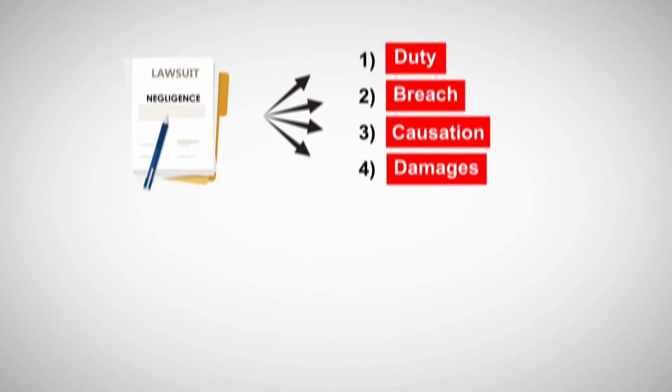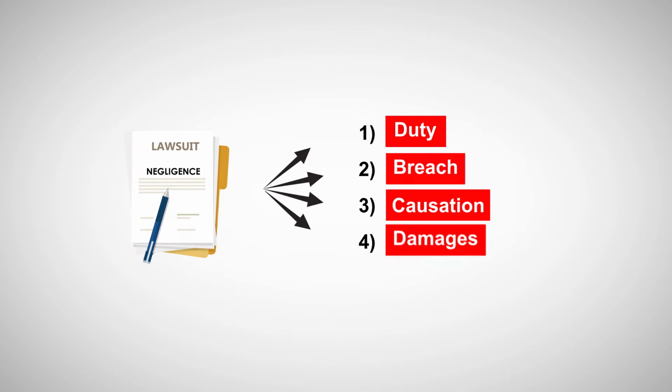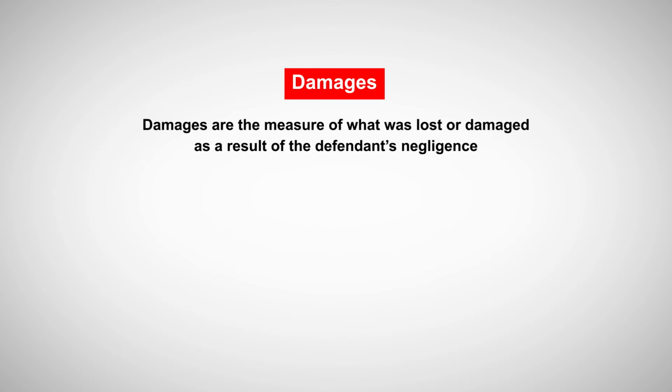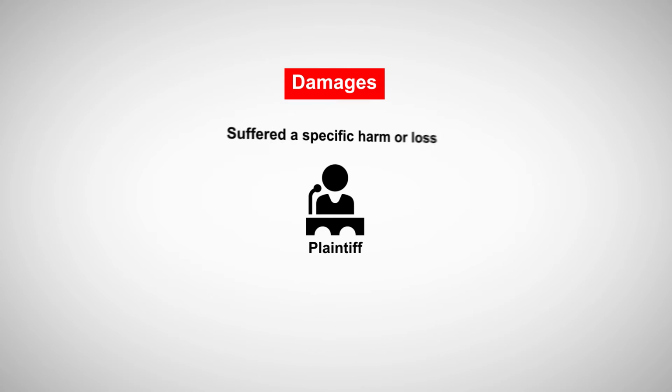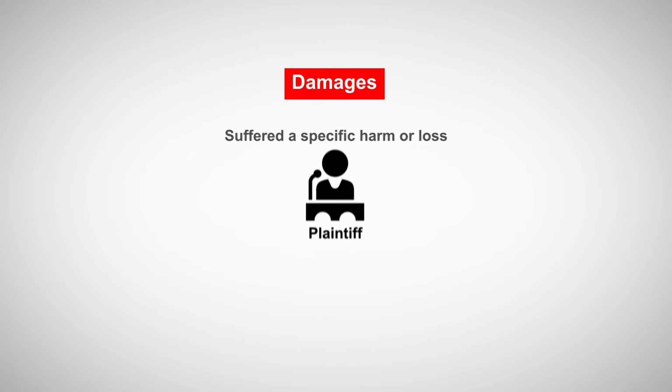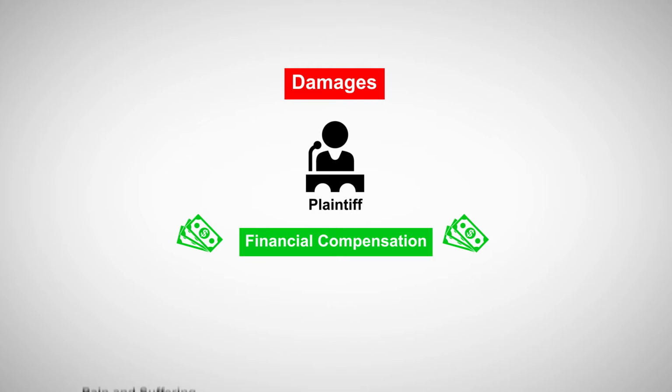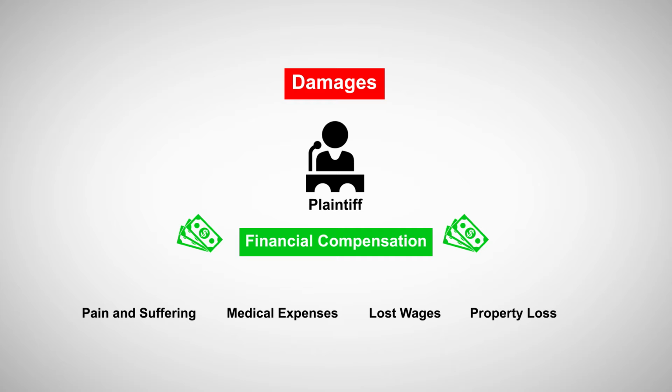The fourth element of negligence is damages. Damages are the measure of what was lost or damaged as a result of the defendant's negligence. To recover, the plaintiff must show that he suffered a specific harm or loss. Damages can include financial compensation for pain and suffering, medical expenses, lost wages, and property loss.